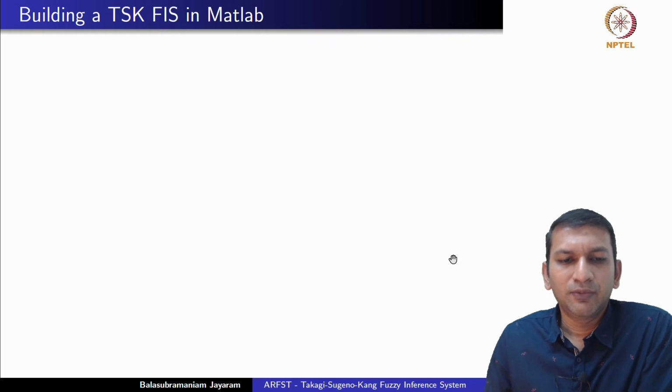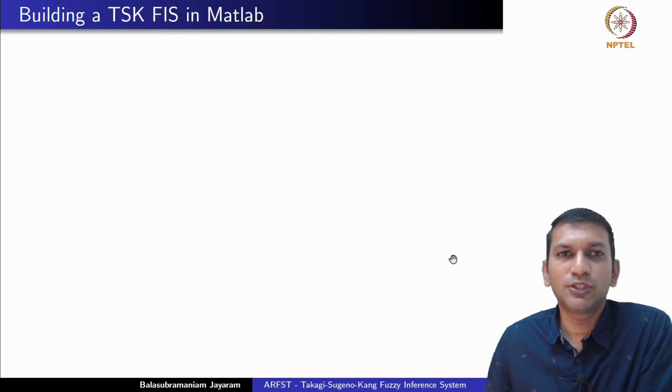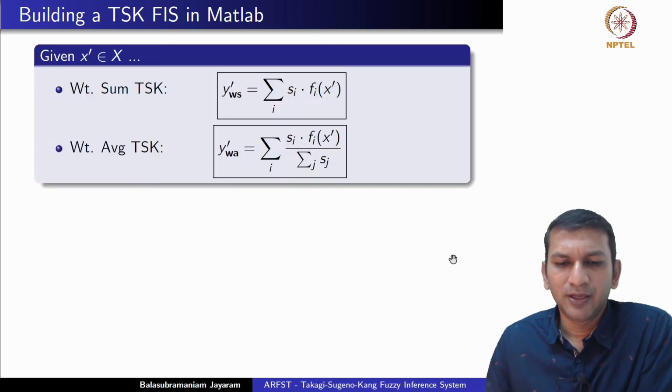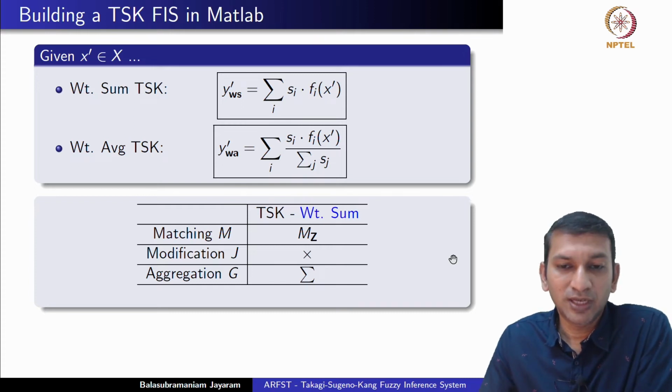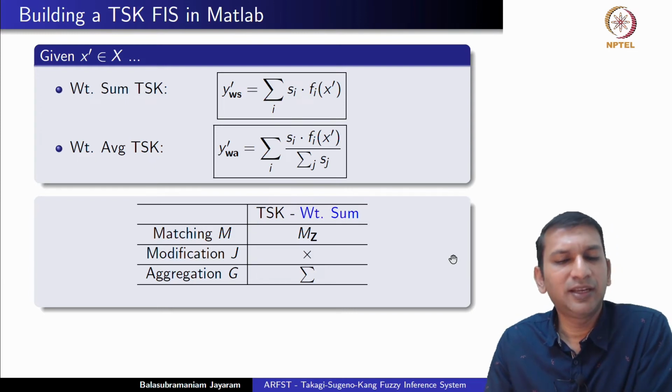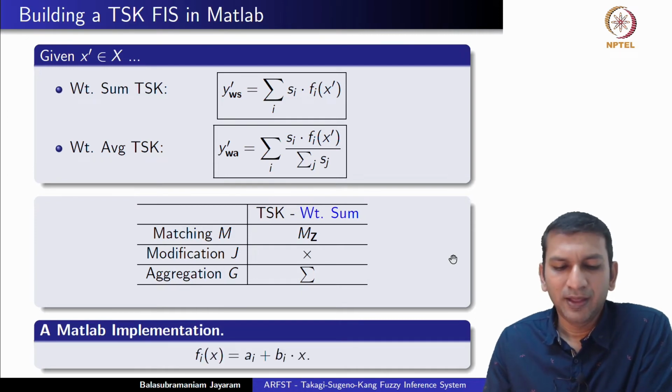Now, we'll take a look at how to build a particular TSK fuzzy inference system using the fuzzy logic toolbox in Matlab. Note that these are the two things that we'll be looking at, and with respect to the TSK weighted sum fuzzy inference system, this is how the different steps correspond. Use MZ as the matching function or one of those matching functions in those classes of operations where you only change the plus and the times. Modification is product typically, and aggregation is the summation. Let's look at a particular Matlab implementation.